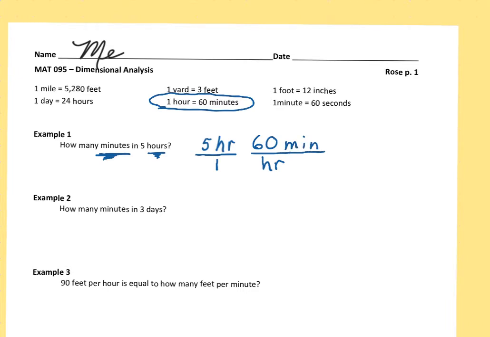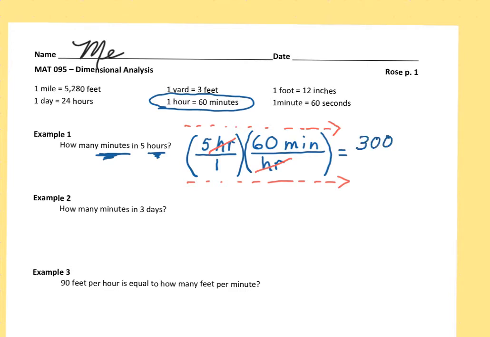And now that I've done that, this is a multiplication problem. I'm going to multiply those two fractions. And I'm going to cancel the hours. Now that I've done that, the numbers won't cancel. They're both in the numerator. Now I'm going to multiply straight across. 5 times 60 is equal to 300.